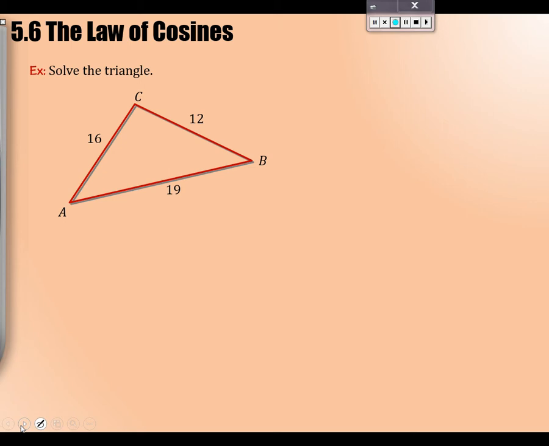So, okay, with that caution, you can do this just like you did the second half of the last problem, right? Big A is equal to cosine inverse of little a squared minus little b squared minus c squared over negative 2bc.